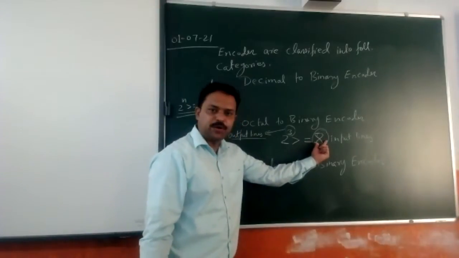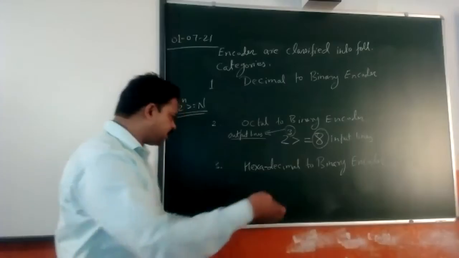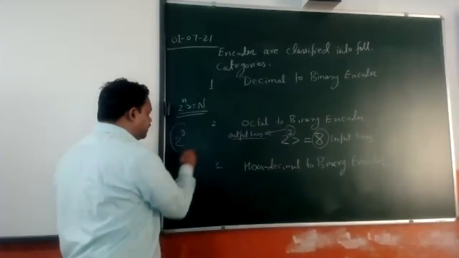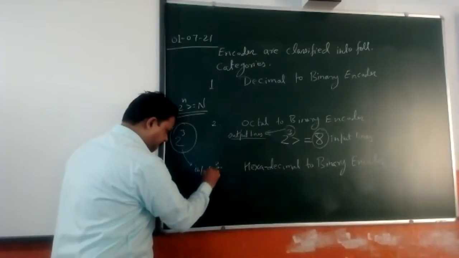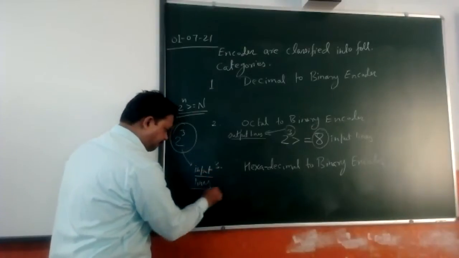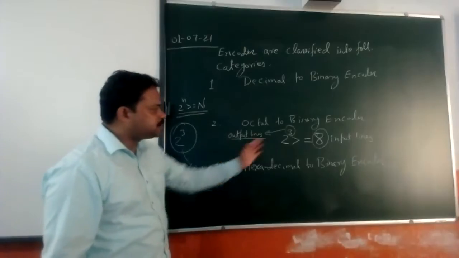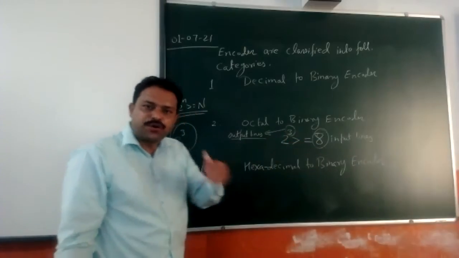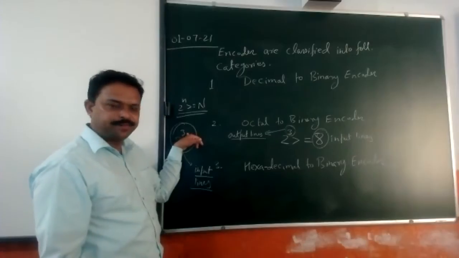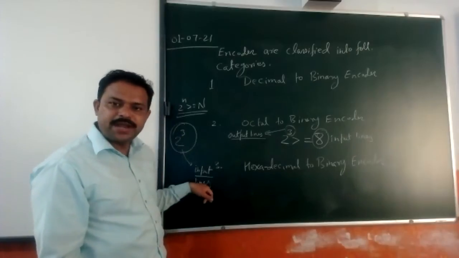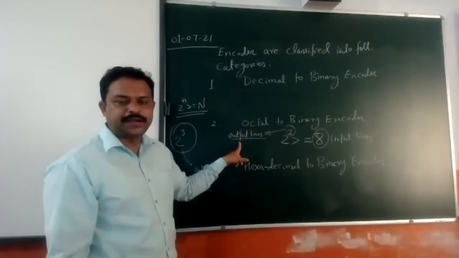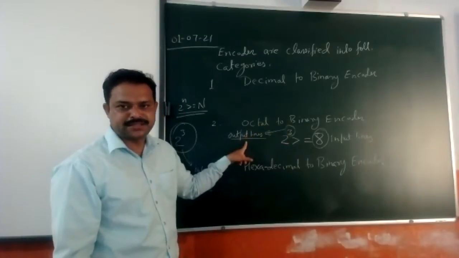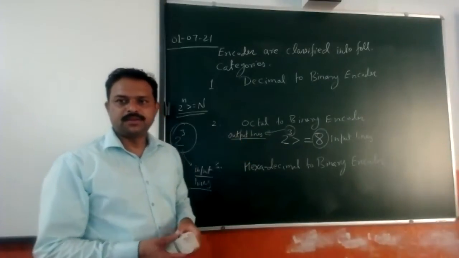See, 8 is your input lines. You can say one more thing: 2 raised to power 3 we can say input lines. So either you say 8 input lines or you can say 2 raised to power 3 input lines. But how many output lines? 3 will be your output lines.